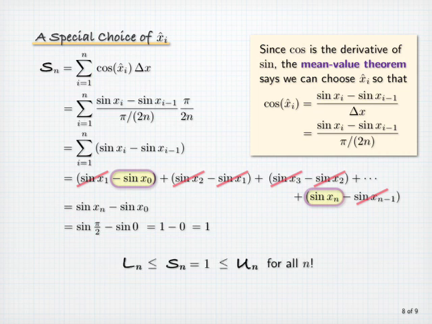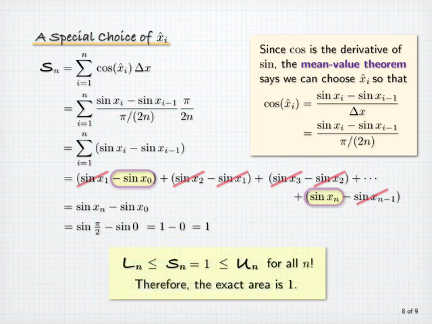And so we can say that every lower sum is less than or equal to 1, every upper sum is greater than or equal to 1, and therefore the exact area must be 1.